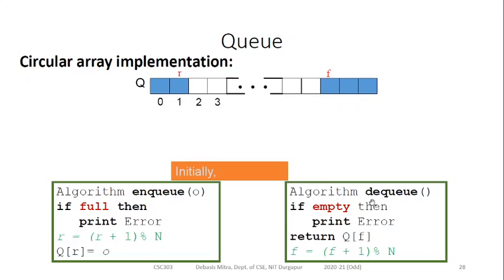Is it okay? Hello, students? Yes, sir. This modulus operation is okay? Instead of just simply incrementing by 1, both r and f should be incremented and then taken with modulus n.